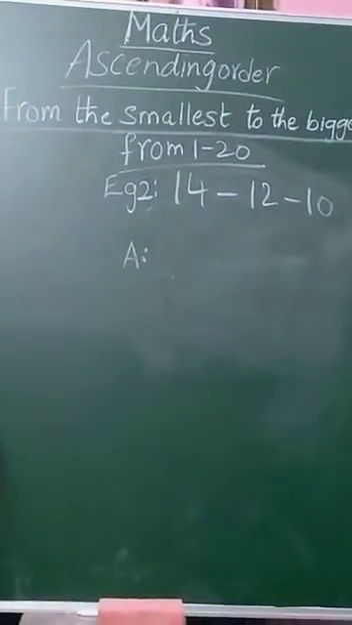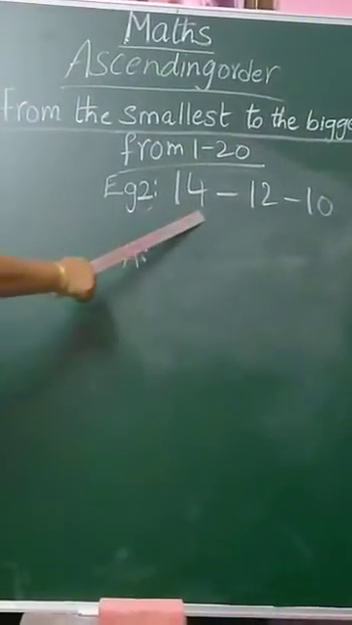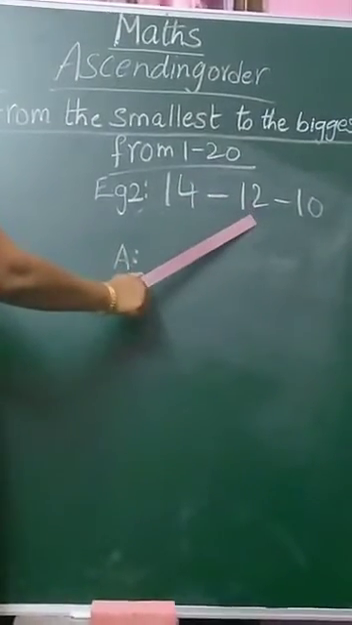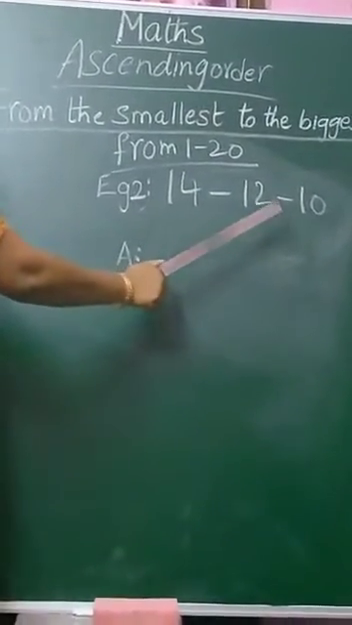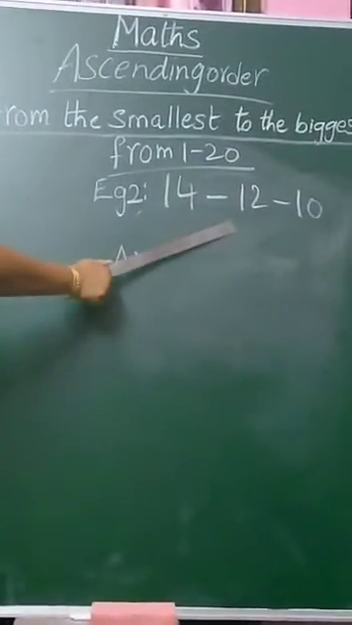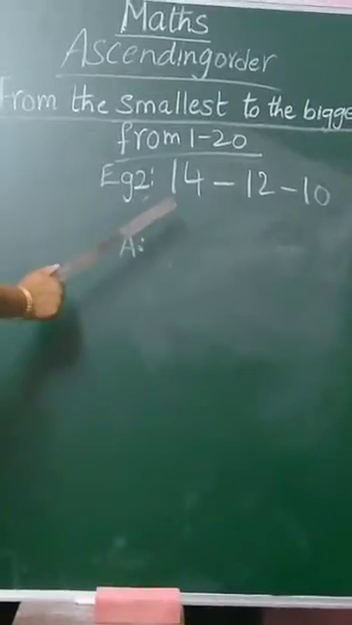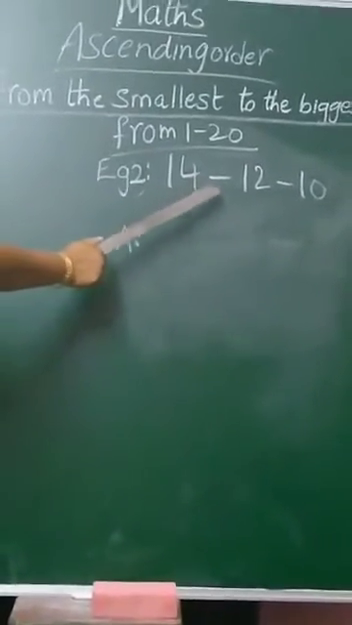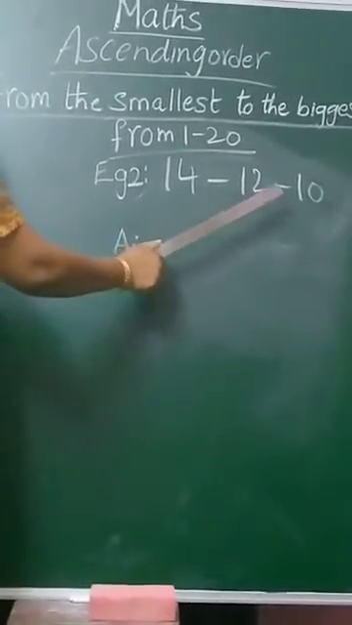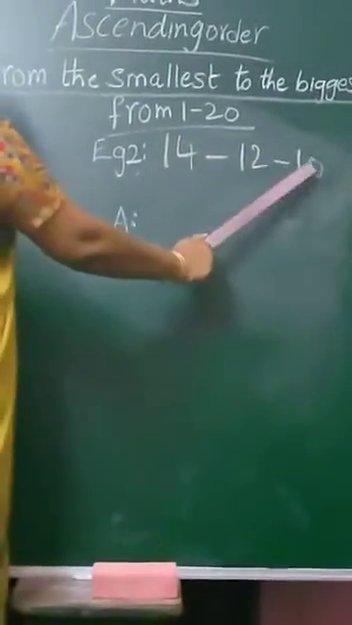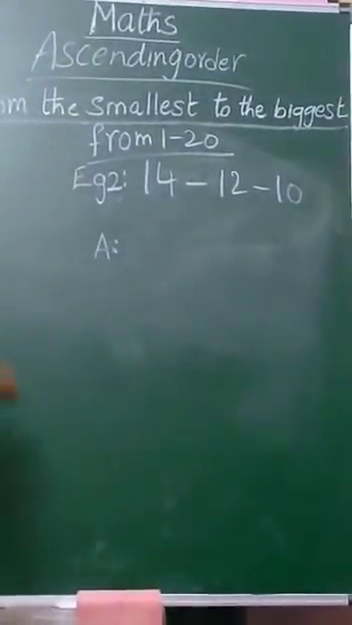Do you have 1? Not there. Do you have 2? Not there. Do you have 3? Not there. Do you have 4? Not given. Do you have 5? Not given. Do you have 6? Not given. Do you have 7? Not given. Do you have 8? Not given. Do you have 9? Not given. Do you have 10? Yes, we are having, children. Look at the board properly. 10 is the smallest one.